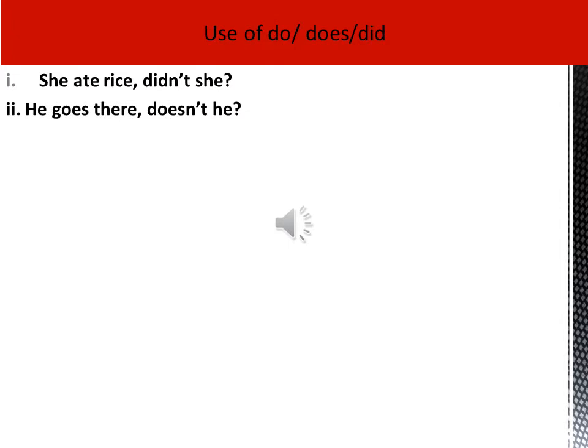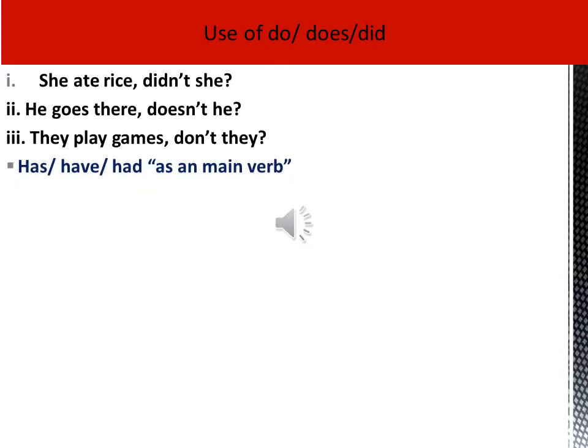Students, when there is no auxiliary verb given in a sentence, instead of the main verb, we should use do, does, or did. For example, she ate rice, didn't she? In this sentence, the main verb ate is in V2 form. That's why did is used here. And in the next example, he goes there, doesn't he? Goes is in V5. So, does is used here. In the next sentence, they play games, don't they? Play is in V1 form. That's why do is used here.